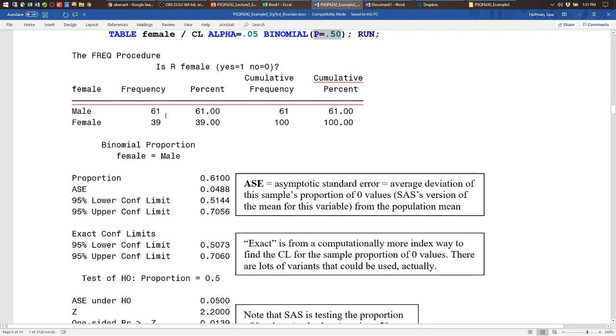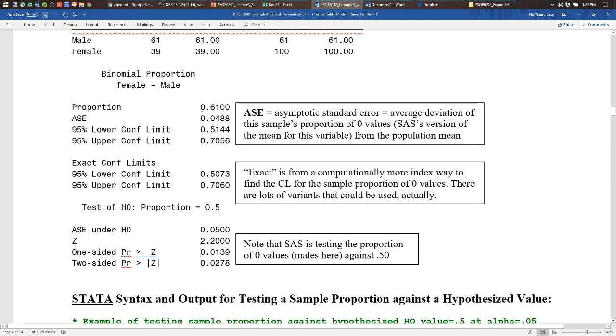So we have 61 men and 39 women in this sample. That's a proportion of men of 61. The way this is coded is that men are 0 and women are 1. So it's testing the proportion of men. I found that out just building this example. I did not know that. ASE is the asymptotic standard error, and it uses that to form a confidence limit.